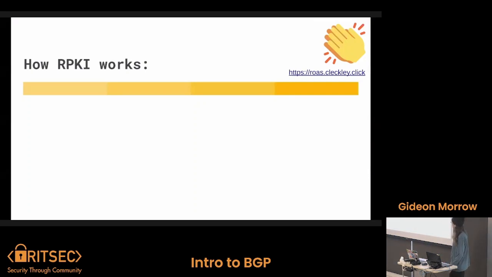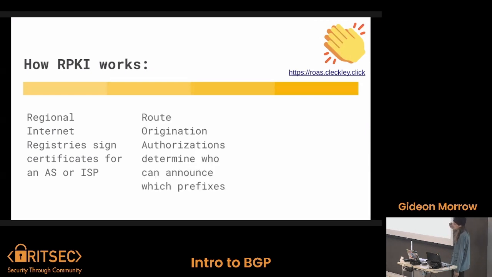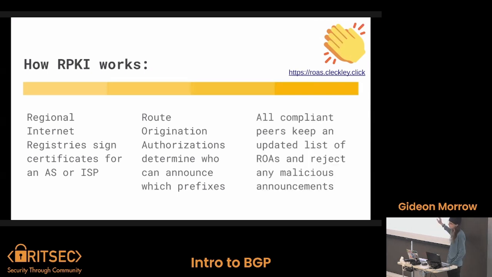So how does RPKI work? Regional internet registries, or RIRs, sign certificates for an AS or an ISP. Again, this is all very analogous to TLS. RIRs are kind of like a CA, or certificate authority. You have route origination authorizations, or ROAs, which determine who can announce what prefixes. And basically, you sign those with the keys and certificate. And then, to be a bit more specific, all compliant peers who follow RPKI keep an updated list of ROAs, and they reject any malicious announcements, so that if someone is invalid, it doesn't cause problems.